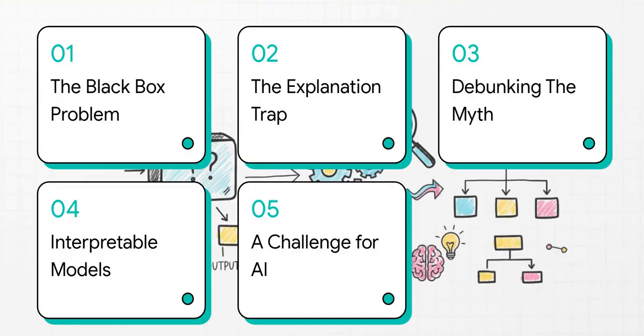So here's our roadmap. First, we'll nail down exactly what the black box problem is. Then, we'll talk about why trying to explain them is actually a trap. Next, we're going to bust a huge myth about accuracy. After that, we'll look at the alternative, interpretable models. And finally, we'll ask why we aren't using them more. 5 simple steps, and you'll have this down cold.